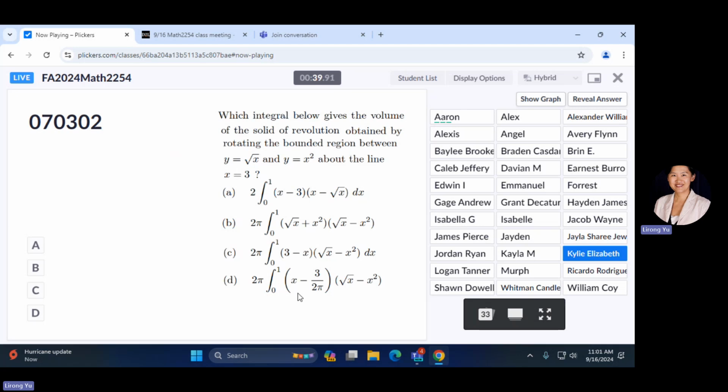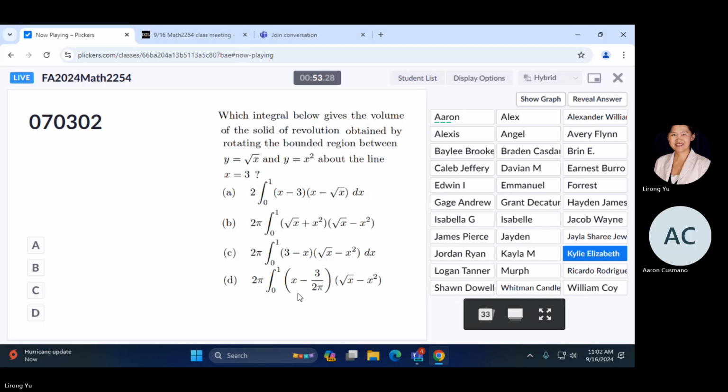Y equal to x has a 0, 0. X equal to 0, y equal to 0. Y equal to x squared also has a 0, but which one is higher than the intersection? When you try to find the height of the shell, you have to take the top y value minus the bottom y value. Which one's taller between the two? The root or the square? The root is bigger, right?